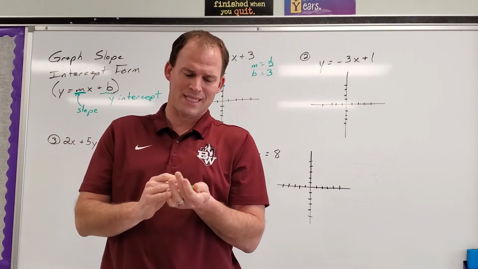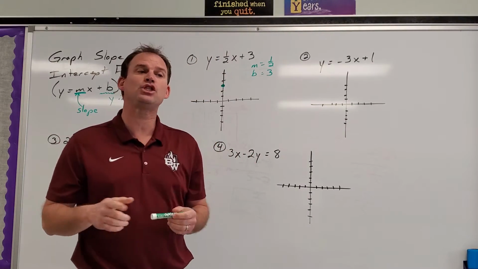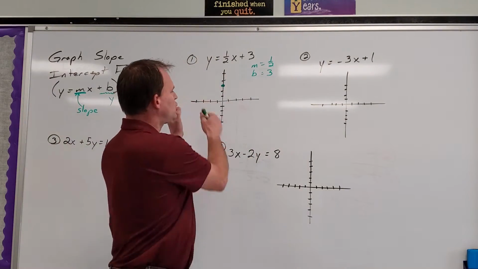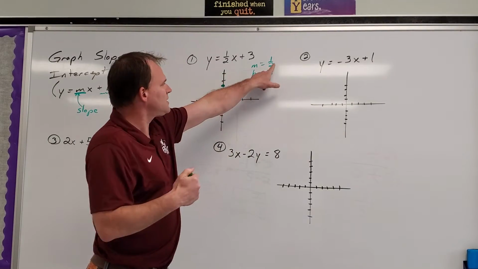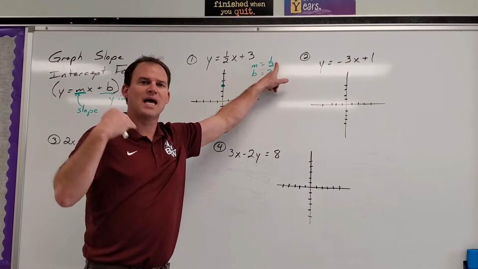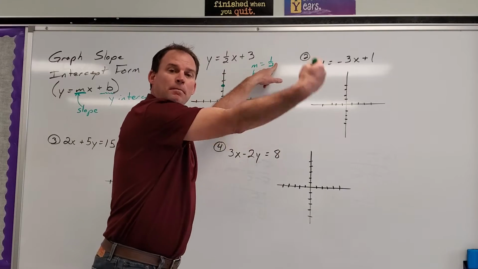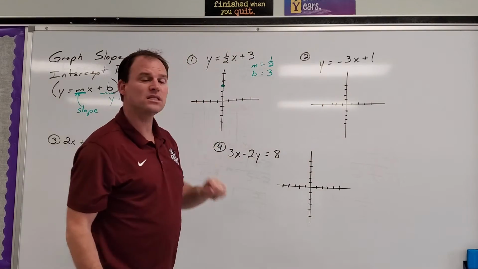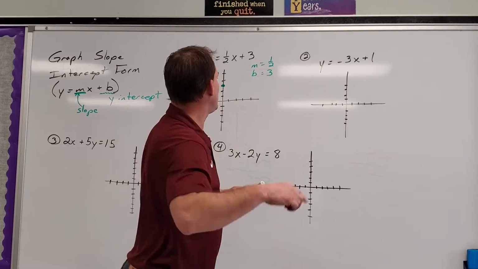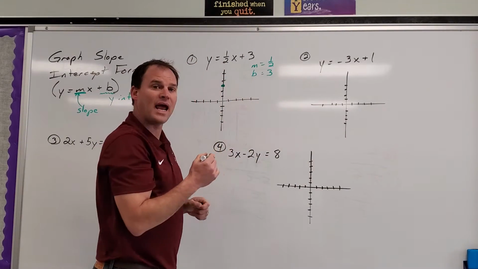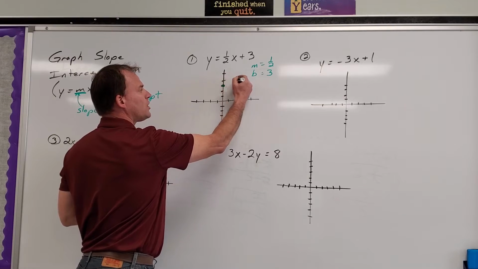The slope is not a specific location on the graph. I don't go to 1, 2, I don't go to 1/2. Think about this as directions. How do I find the next point? So a positive slope, I'm going up. Negative slope, I'm going to go down. So here we go. My positive slope is 1/2, so I'm going to go up 1, right 2.